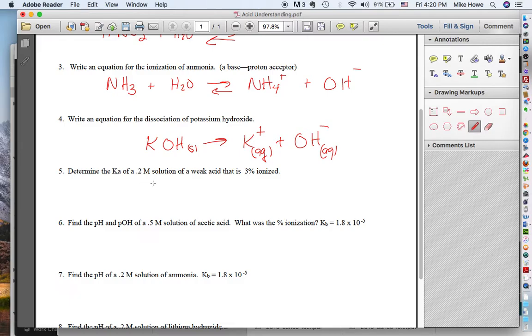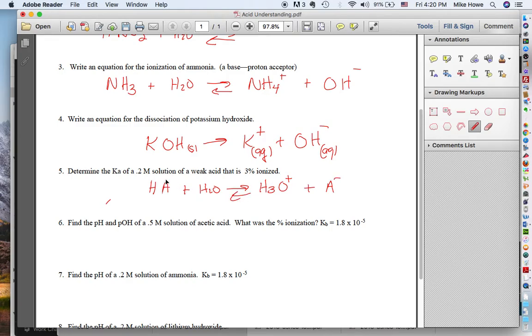Number 5, you've got a 0.2 molar solution of a weak acid that's 3% ionized. So you've got HA. I'm going to use A as an anion, just any anion, because it doesn't tell us what the acid is. We're going to react it with water. When we do, we develop this ion here. It's called the hydronium ion. And, of course, you're going to have A minus left behind with a negative charge. Since it's weak, what do we know about these arrows? These would be double arrows.